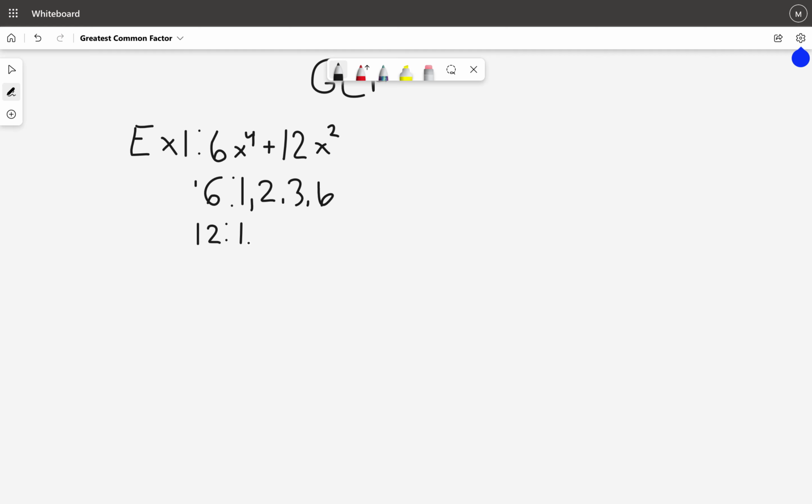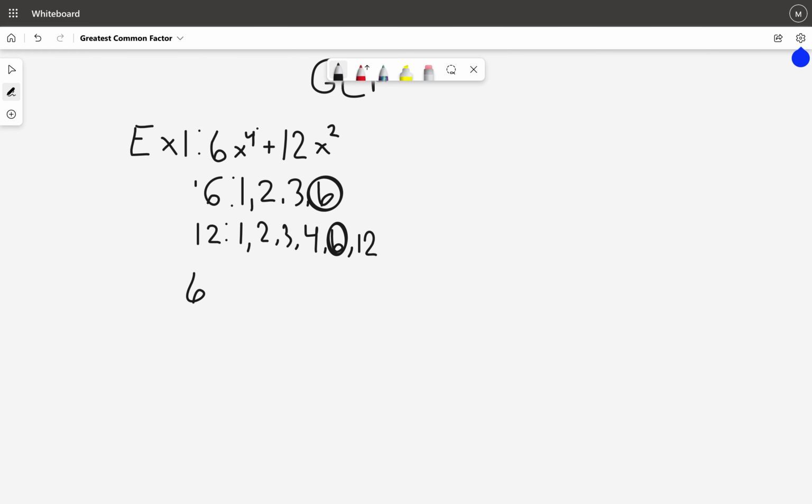For 12 it's going to be 1, 2, 3, 4, 6, and 12. We can also check our work because 12 times 1 is 12, 6 times 2 is 12, and 4 times 3 is 12. So we see here the greatest common factor is 6. So here we write 6.